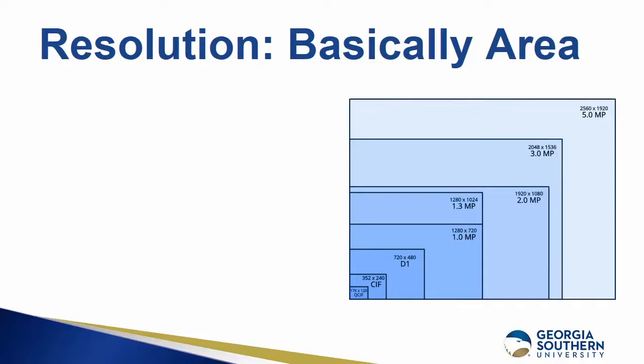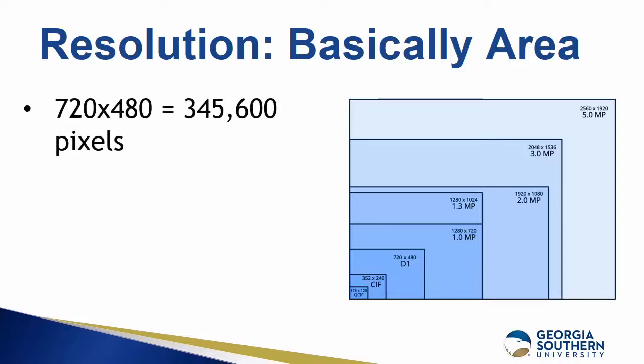So let's take a look at resolution. Resolution is basically an area problem. And if you can do basic elementary math, you're halfway there, right? 720 pixels by 480 pixels, at that resolution, that D1 down there, is 345,600 pixels. And each pixel takes a little bit of space, and each frame is going to be an image, right?